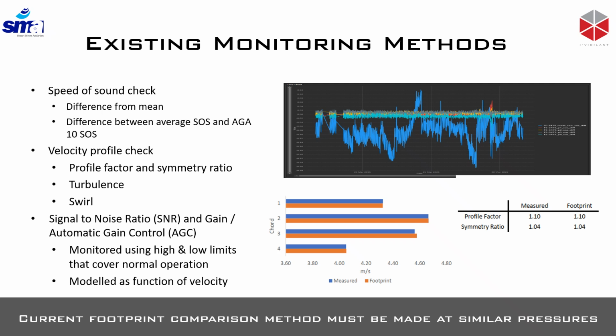We can check the profile factor and the symmetry ratio, turbulence and swirl. And then we are also able to check signal to noise ratio and gain. We check this against a footprint. So we have a look at what kind of footprint we have from the calibration results in comparison to the actual result of the gain and signal to noise ratio. We then compare this against the high and low limits.